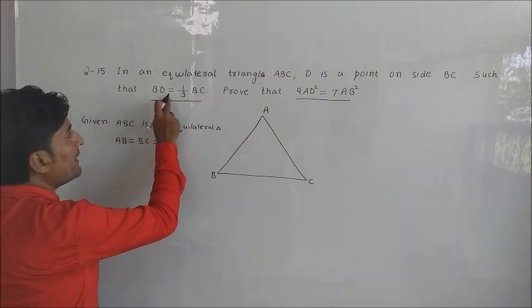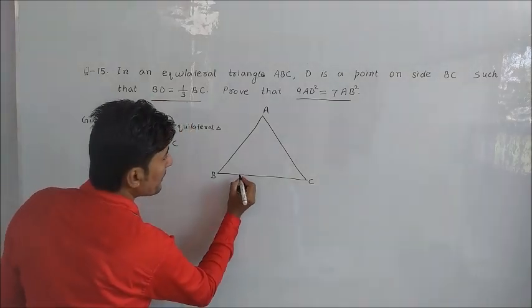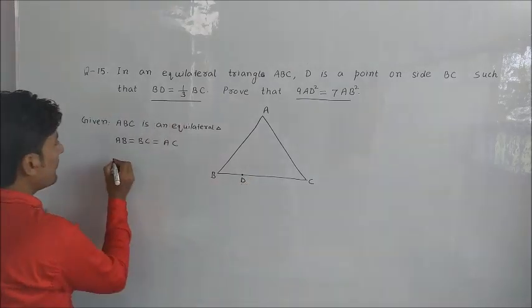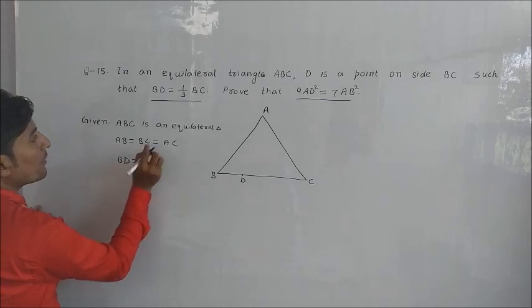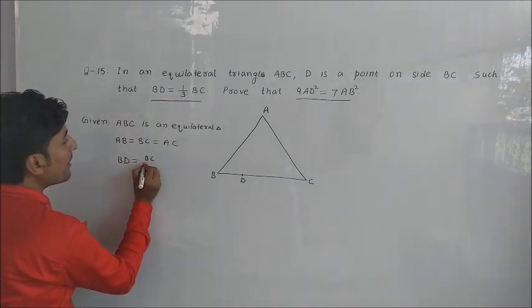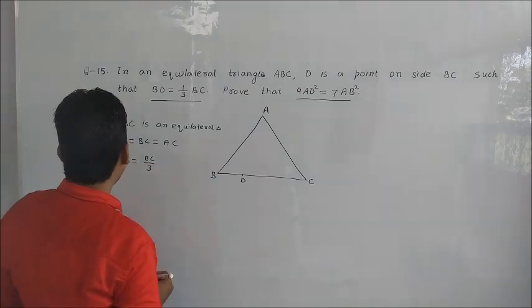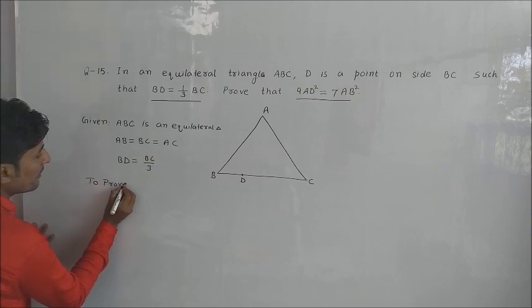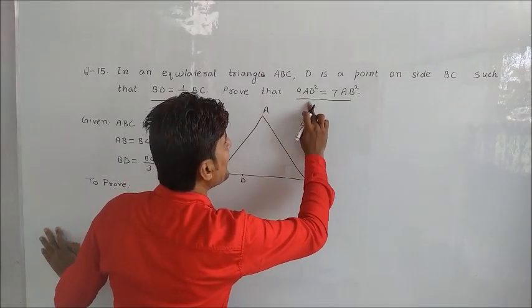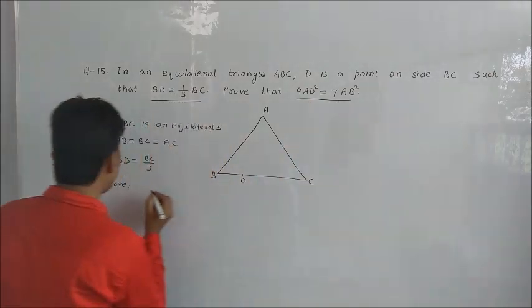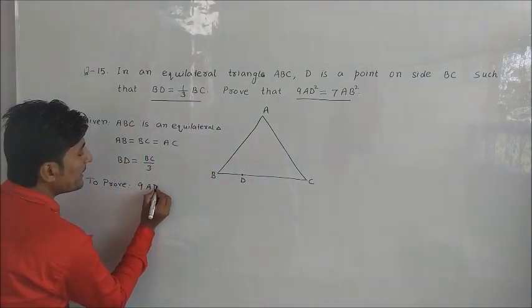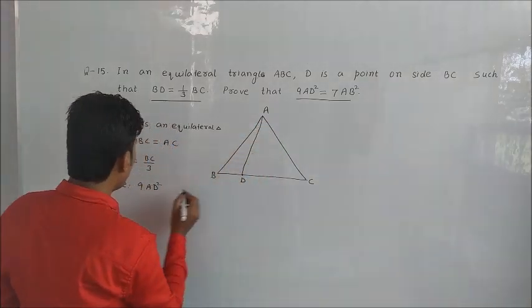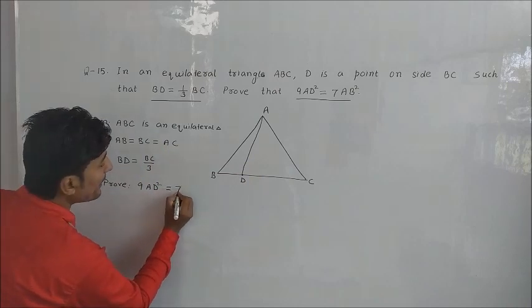Now one more thing is given, BD is equal to 1 upon 3 BC. So suppose I am taking one point D such that BD is equal to 1 upon 3 BC, or we can say BC upon 3. After that we have to write, to prove. Here we have to prove that 9AD square is equal to 7AB square, so we have to connect A to D.